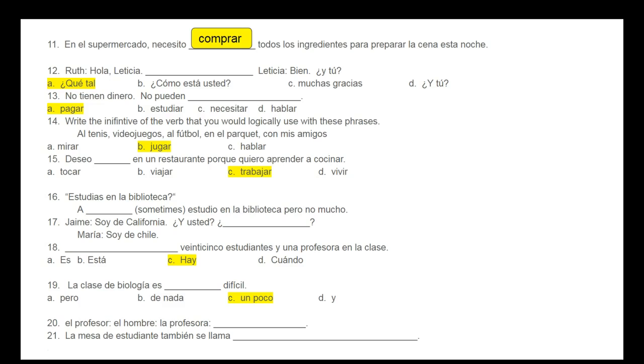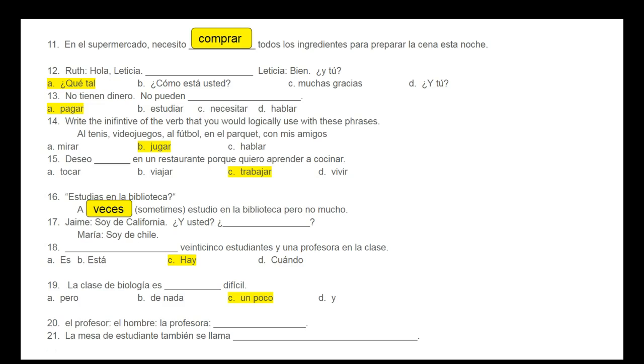15, deseo blanco un restaurante porque quiero aprender a cocinar. I wish to work in a restaurant because I want to learn to cook. Número 16, estudias en la biblioteca. So in this context, it gives you what it wants you to put. So in parentheses, it says sometimes. A veces estudio. Sometimes I study en la biblioteca.